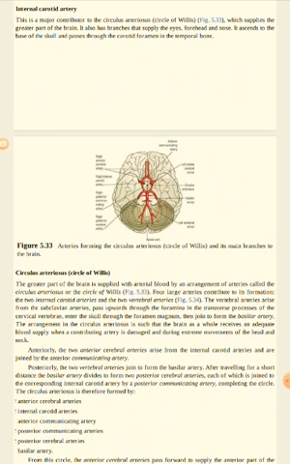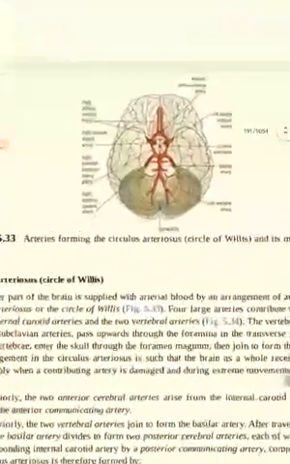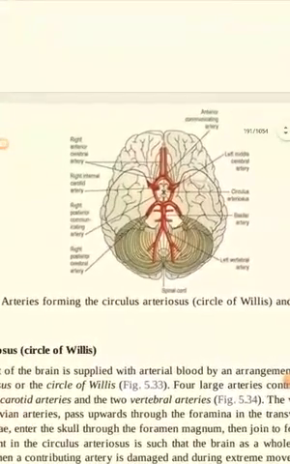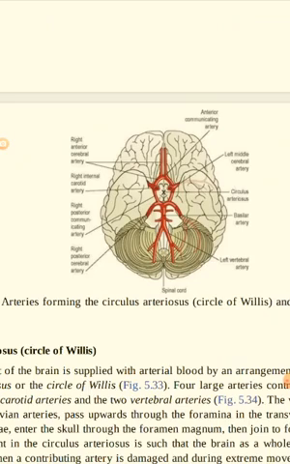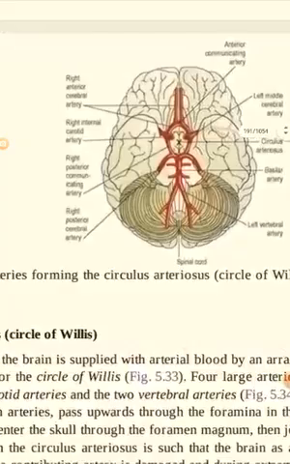It enters the skull through the foramen magnum, which is the largest foramen in the skull, and then joins to form the basilar artery. I'll show you. The left vertebral artery and right vertebral artery both join together to form a common artery called the basilar artery. These vertebral arteries on each side are branches of the subclavian arteries. And how do they come into the brain? After passing through the transverse processes of the cervical vertebrae, they enter the brain through the foramen magnum and then join together to form the basilar artery.